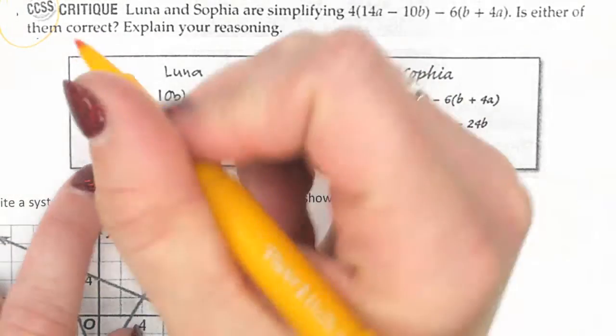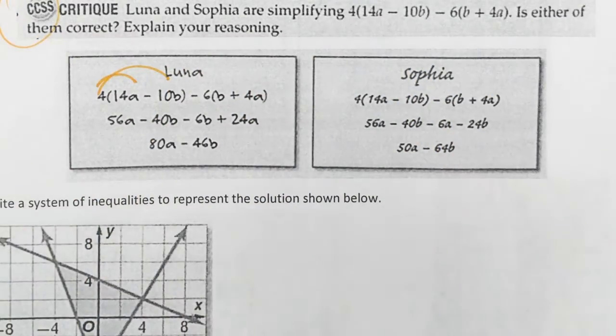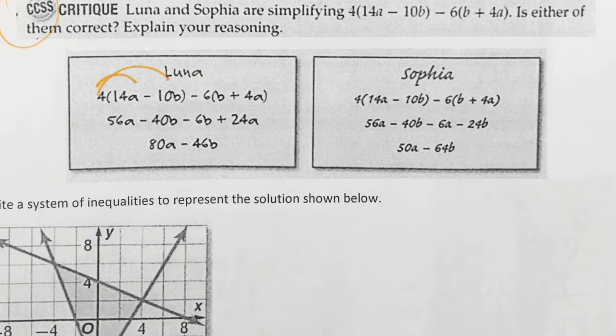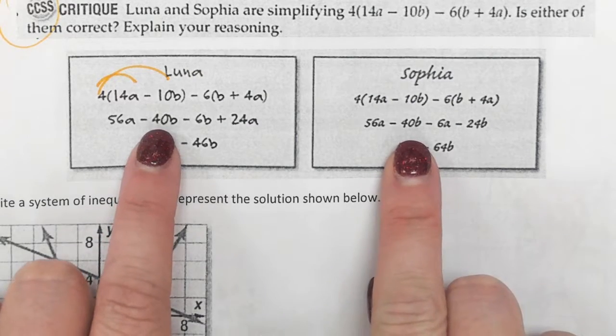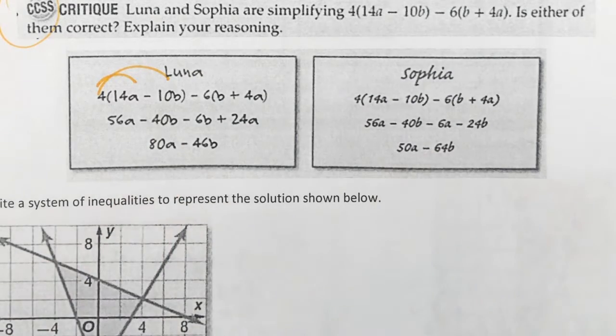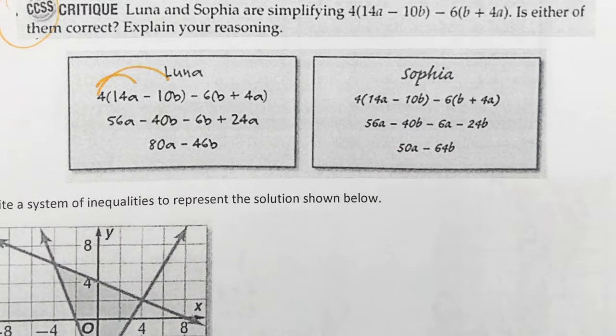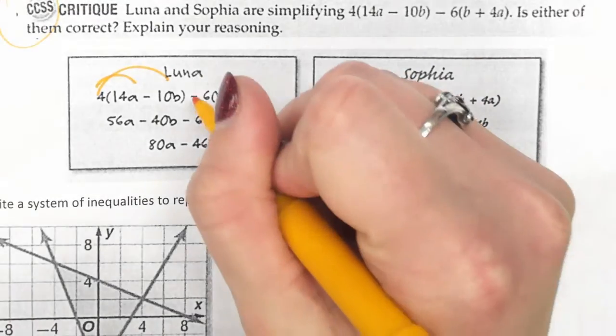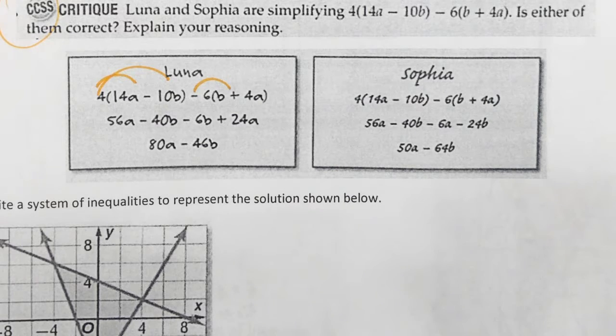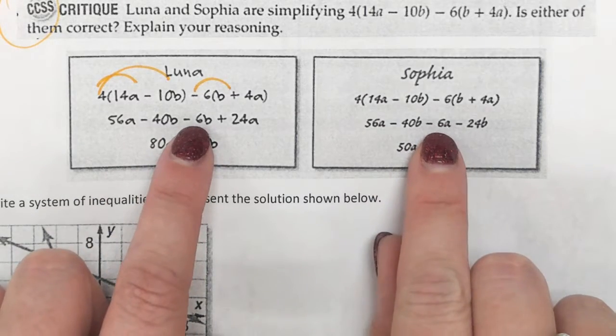Yep. All right, and let's do the next one. Okay, Mario, what's 4 times negative 10b? Negative 40b. Did they both do that? Yep. All right. Emma, what else would I distribute? Negative 6b. Okay, so what's negative 6 times b then? Negative 6b. Okay, did they both do that?